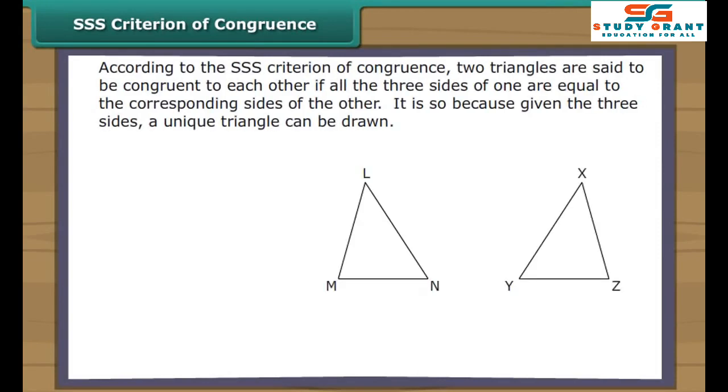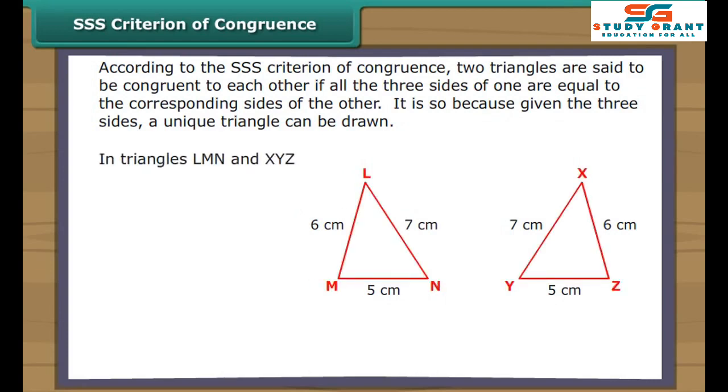SSS criterion of congruence. According to the SSS criterion of congruence, two triangles are said to be congruent to each other if all the three sides of one are equal to the corresponding sides of the other. It is so because given the three sides, a unique triangle can be drawn.